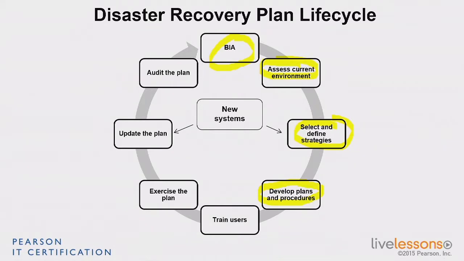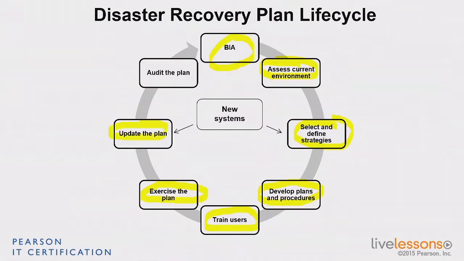Now we've got our plan all built, we need to train our users, and then we need to exercise the plan, meaning we need to test the plan to ensure that it's working as expected, and to make sure that everybody is comfortable with and familiar with both the plan components and strategy and their roles and responsibilities. So we're going to go through an exercise. Again, we're starting with our BIA, assessing our current environment to make sure that it meets the BIA requirements, selecting and defining strategies based on our BIA requirements and, of course, management approval. We'll develop our plans and procedures, we'll train our users, and then we're going to exercise.